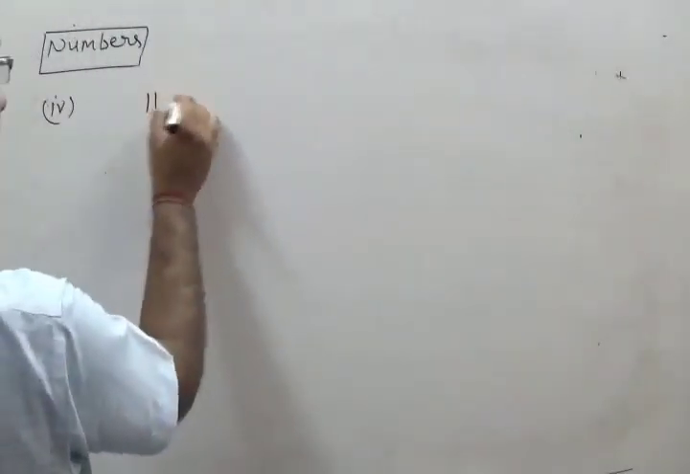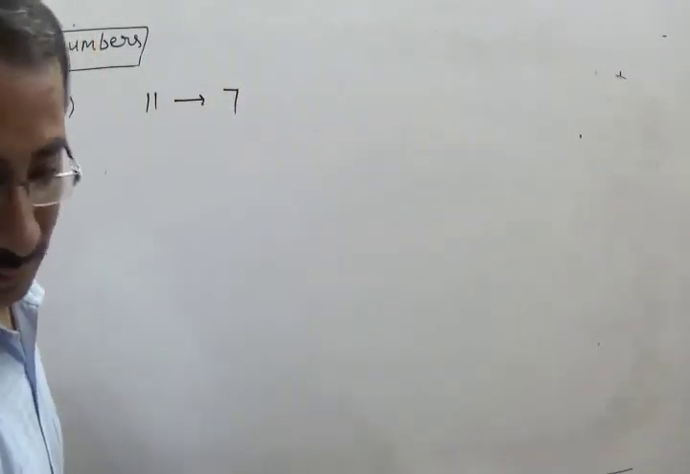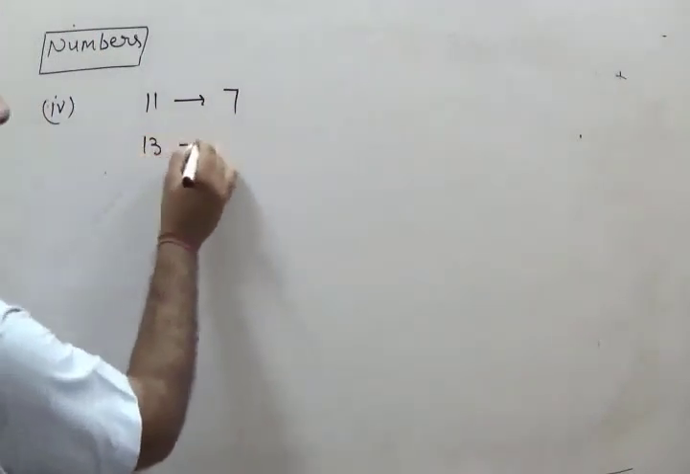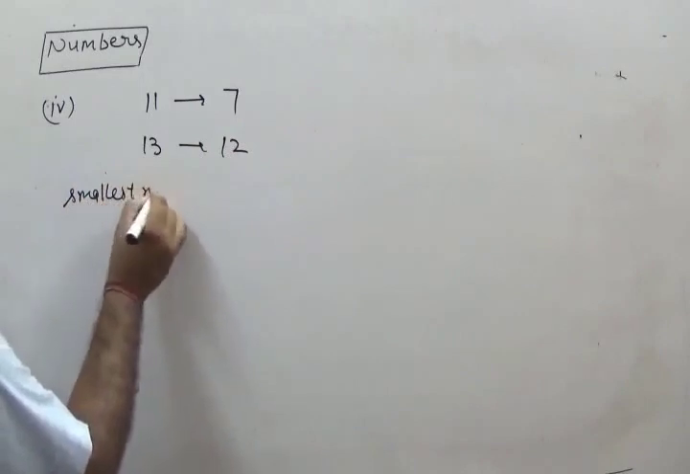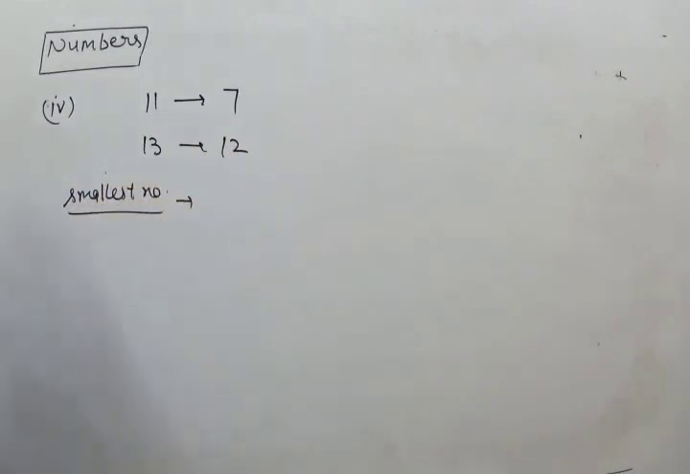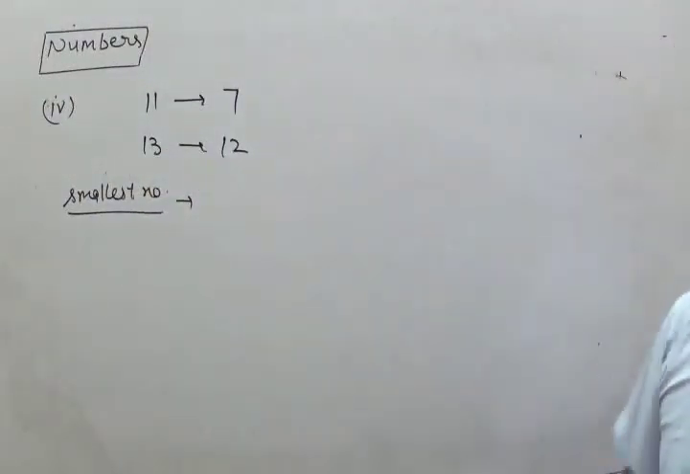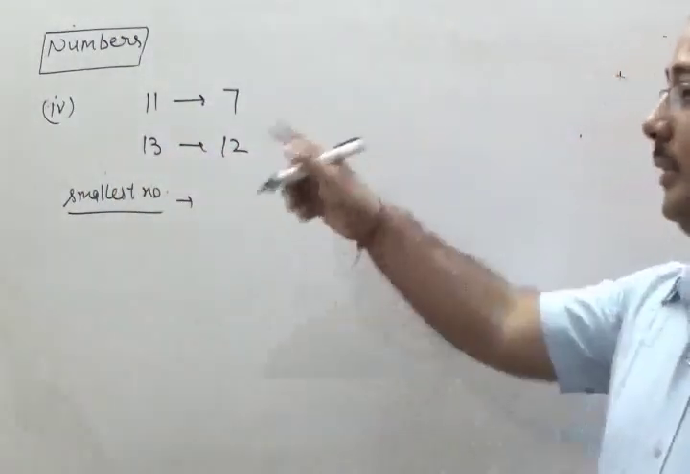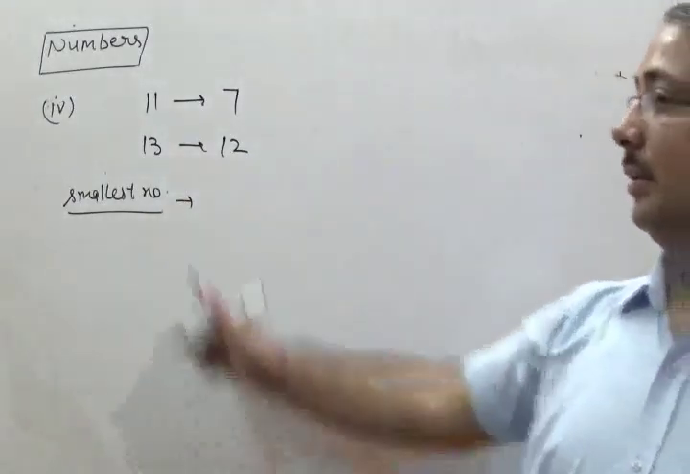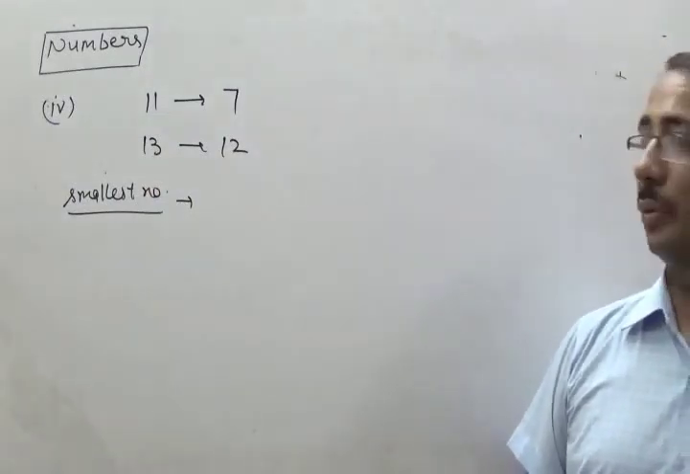When the number is divided by 11, the remainder left is 7, right? And when divided by 13, the remainder left is 12. The question is, we have to find the smallest number. Now in this question, the difference between divisor and remainder is not same. Here this is 11 minus 7, the difference is 4. Here 13 minus 12, difference is equal to 1. So we can say the difference between divisor and remainder is not same.